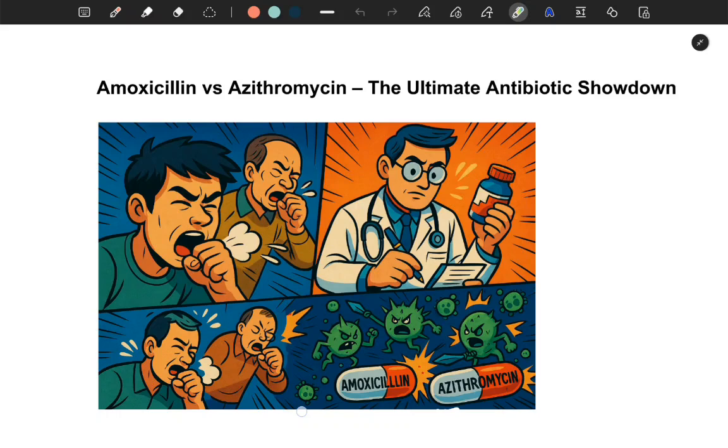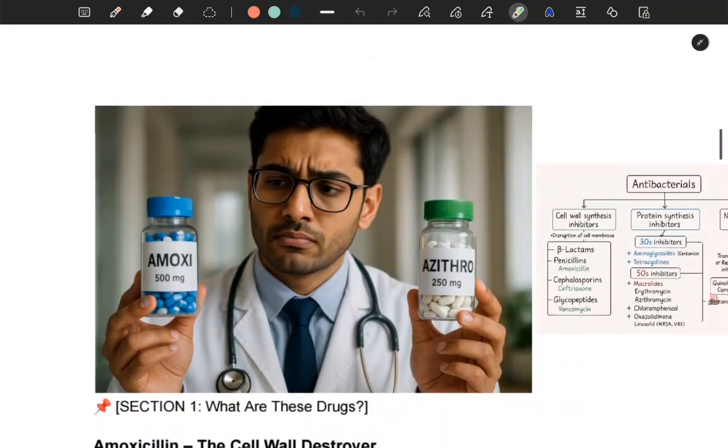So, suppose you go to a doctor and you are sick and you need an antibiotic. Then comes the big question: amoxicillin or azithromycin, which one is stronger, which one works faster, and why does your doctor pick one over the other? Today we are settling this medical debate once and for all. Whether you are a future doctor or just someone who hates being sick, this video is for you.